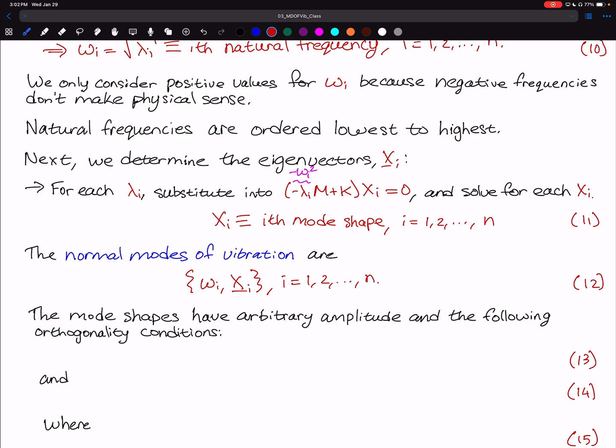So we have n natural frequencies, n mode shapes, and n modes of vibration, and the modes of vibration each have a natural frequency and a mode shape themselves. A mode of vibration is not just the natural frequency, it's not just the mode shape, it's the pair together.